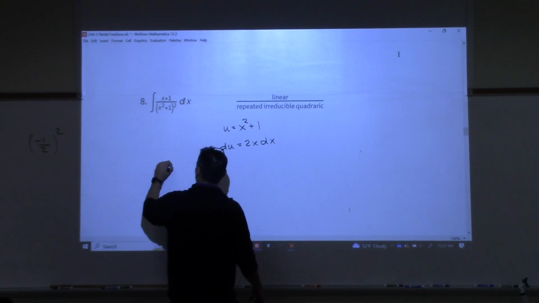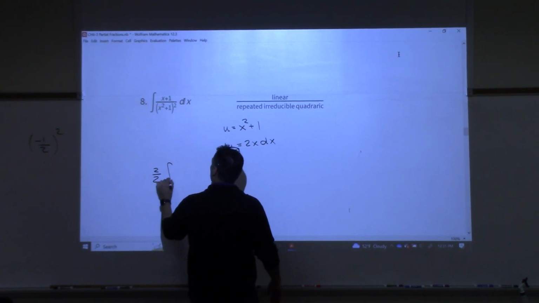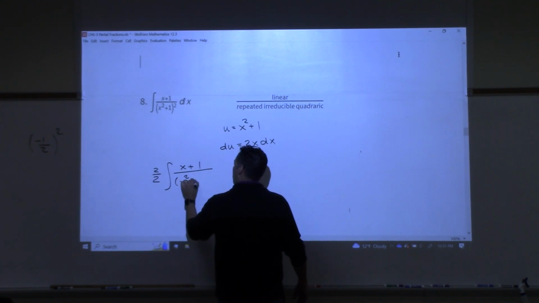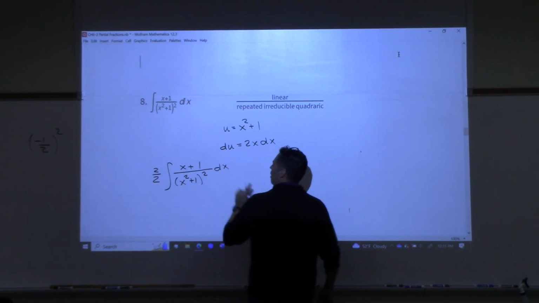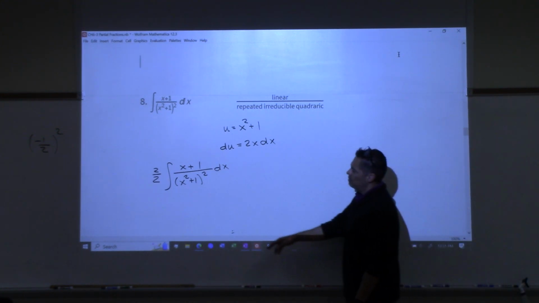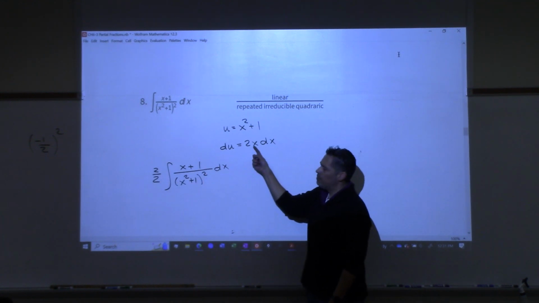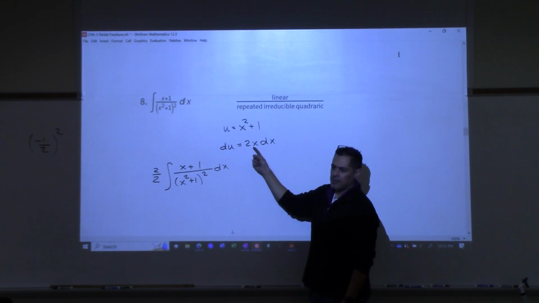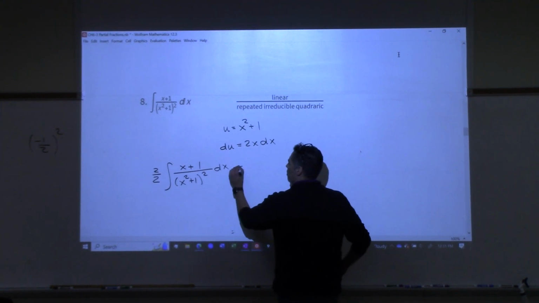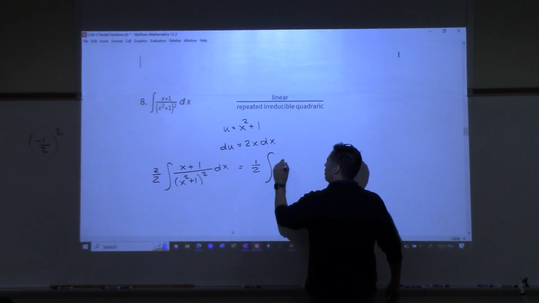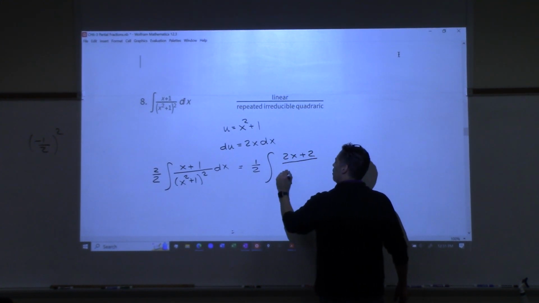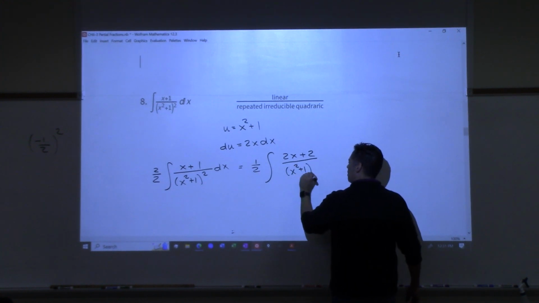So what I'm going to do is I'm going to rewrite this. I'm going to put 2 over 2, x plus 1 over x squared plus 1 squared dx, right? Why did I come in with a 2 over 2? To make the 2x dx. To make this 2x happen. So 1/2 in front, distribute a 2 through the top, 2x plus 2, over the irreducible quadratic that's being repeated.